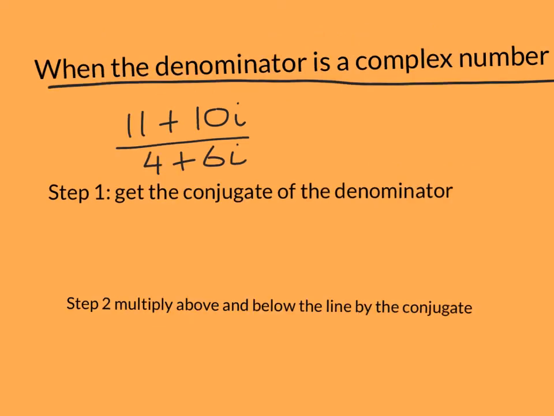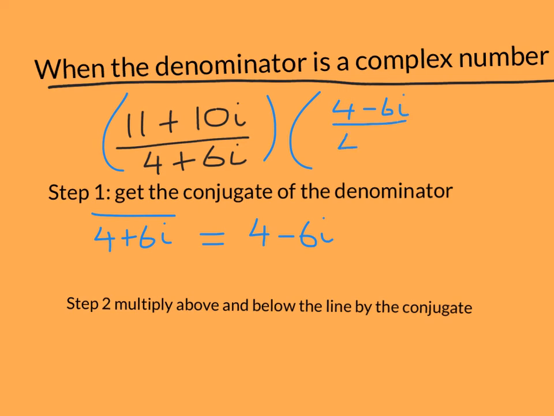But let's have a look at something like this where we have an imaginary part below the line, so that's a complex number below the line. What do we do then? Well, step 1, we get the conjugate of the denominator. So this denominator here, we have 4 plus 6i, and we want to get the conjugate of that. And that's going to be 4 minus 6i. Remember, all you do is change the sign in the middle. Step 2 then is multiply above and below the line by the conjugate. So all I'm going to do is put in 2 brackets, and on this side I'm going to put in 4 minus 6i all over 4 minus 6i.